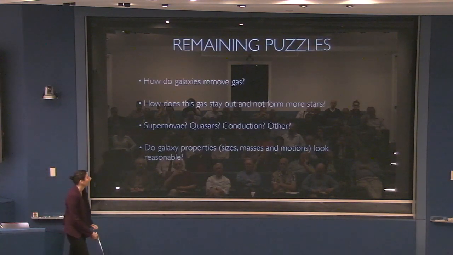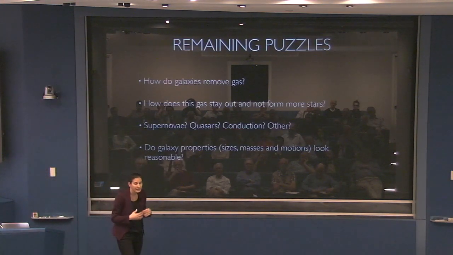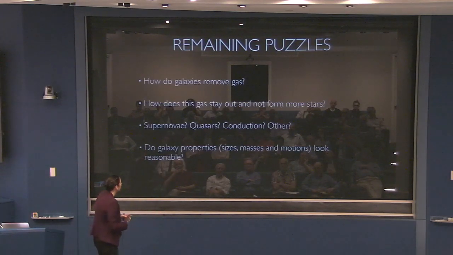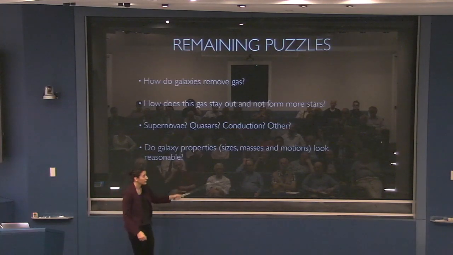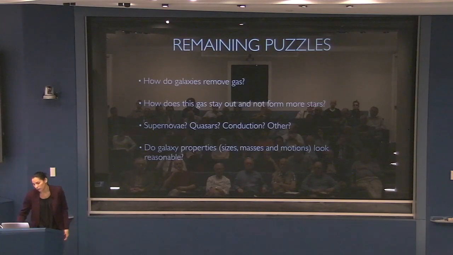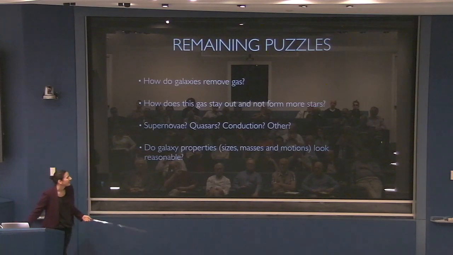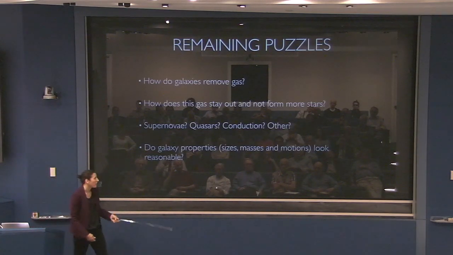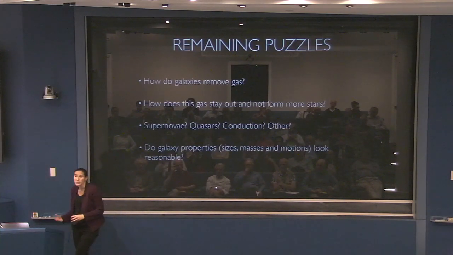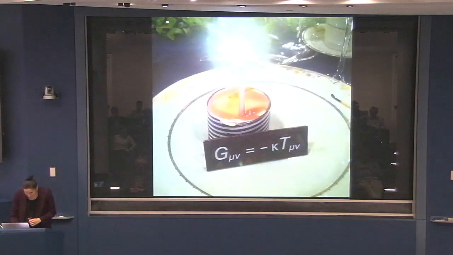So there are a lot of remaining puzzles. We don't know how galaxies in detail get rid of all this gas and how they form stars over time. We don't really know what the balance is between these supernova explosions or these quasars, these accreting black holes, which I'm going to get to right now. It could be some other physical process like conduction or other instabilities, and we don't really know. So one thing we really need to pin down is, do the galaxy properties, their sizes, their masses, their kinematics, do these look actually reasonable in this CDM picture?